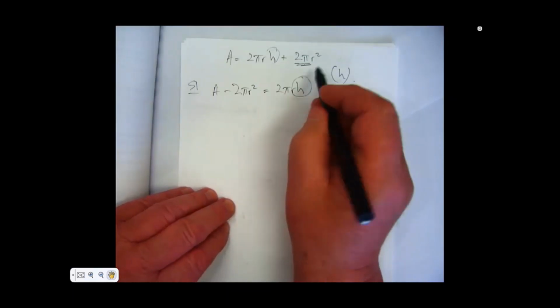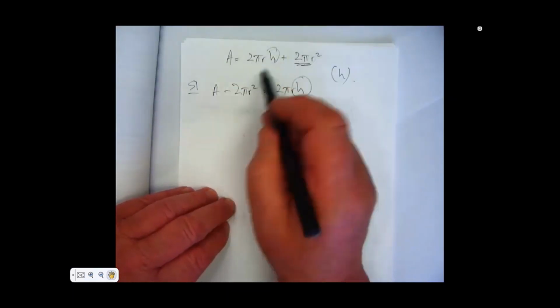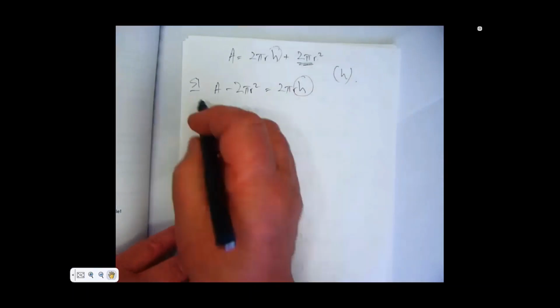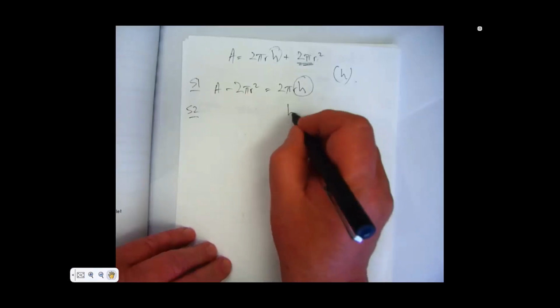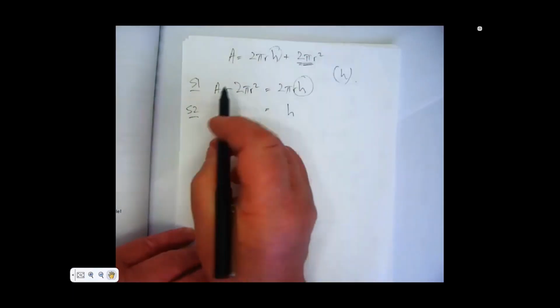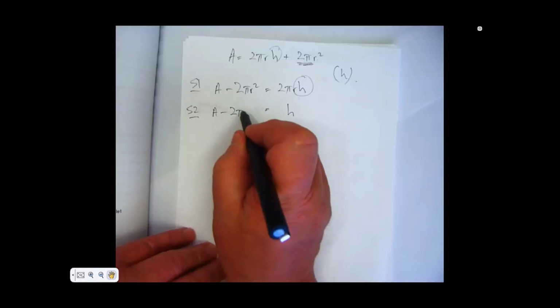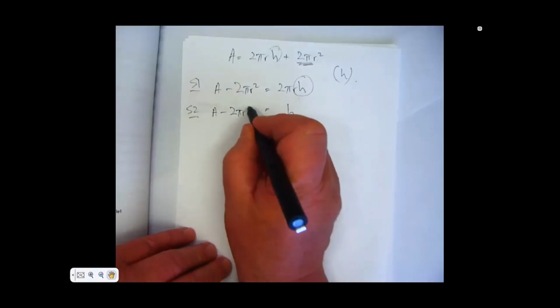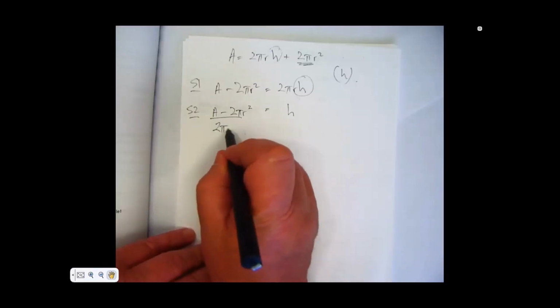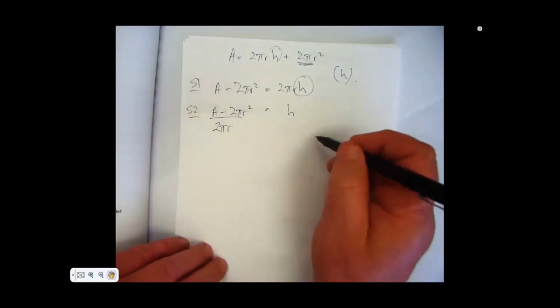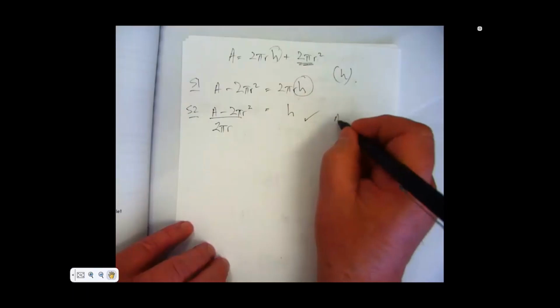H is there, this comes across, it was added there, so it's subtracted here. Step 2, I don't want the 2 pi r, I want to get rid of that to leave the h. So if I bring the 2 pi r across, I must change its sign of the operation. In other words, it's multiplied there, so simply divide it out. And if you have a look in your book, hey presto, there's your answer.